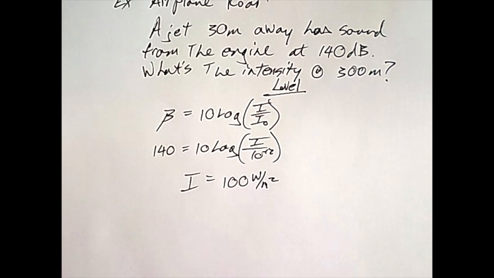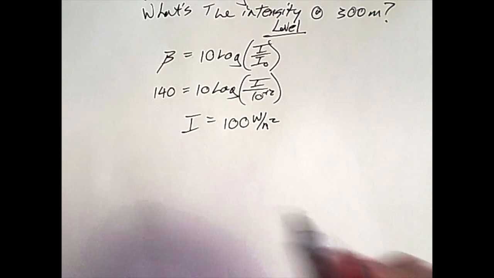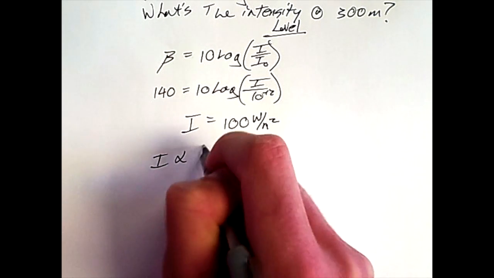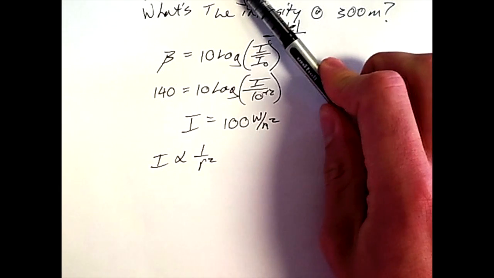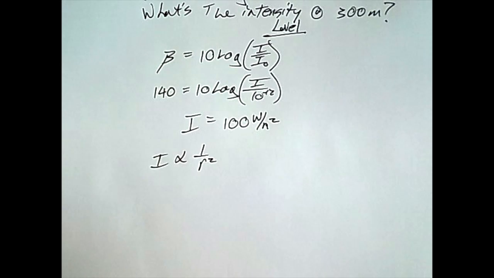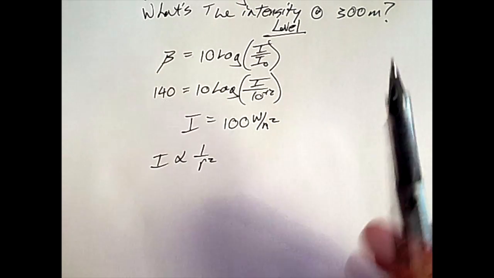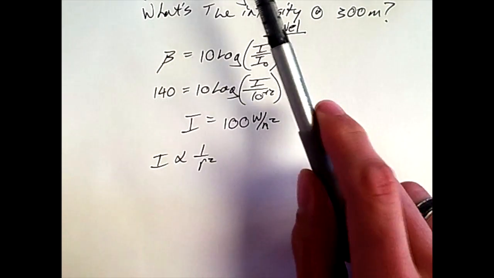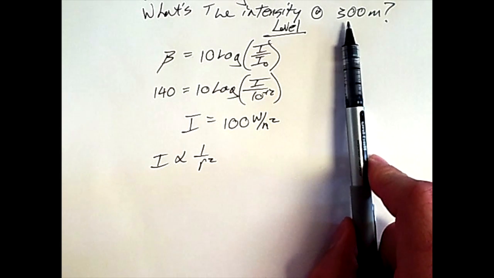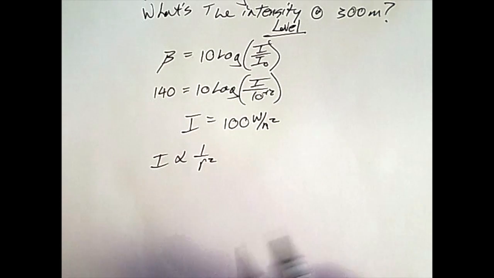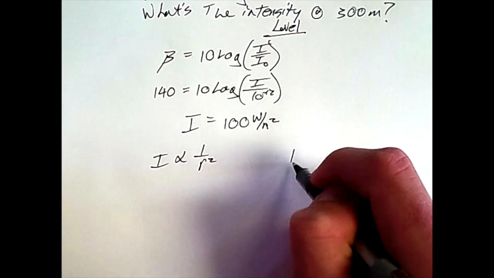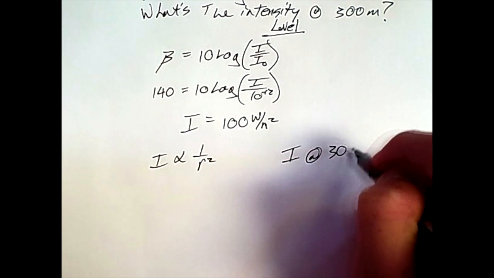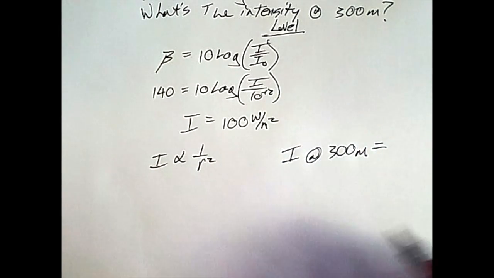Yes? Good. So as we did before, I is proportional to 1 over r squared. And so now we know what the intensity is at a particular location, right? And so you're going to do the calculation that we saw before, I over I compared to r squared over r squared. Since we are going from 30 to 300, it's a pretty easy comparison, right? So that means that the new I is 1.